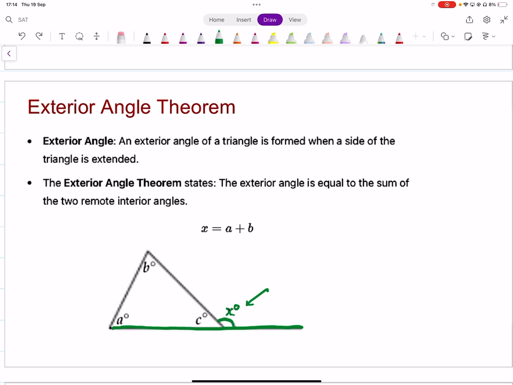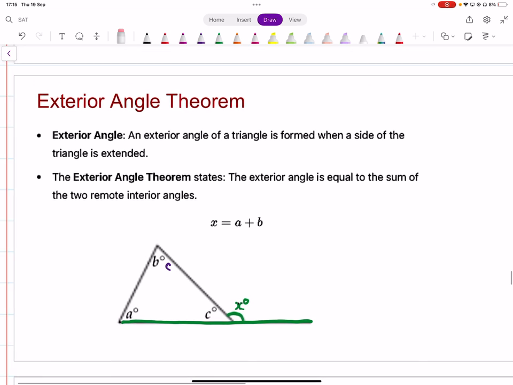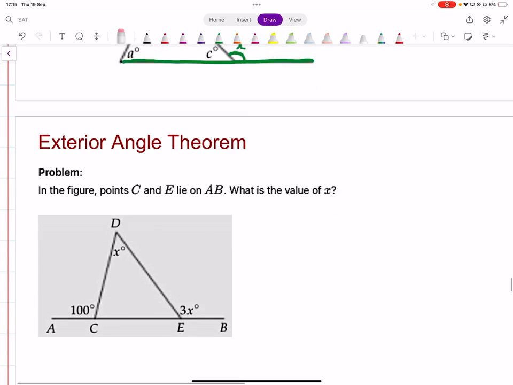The reason for that is if this is C, the remaining angle is 180 minus C. And in a triangle, the total of the angles is 180. If this angle is C, the remaining angles are going to be 180 minus C in total, right? So that means that exterior angle X is equal to the sum of the other two angles. X equals A plus B. Is that okay? All right. So that's called the exterior angle theorem. You need to know this. You sometimes have to use it.